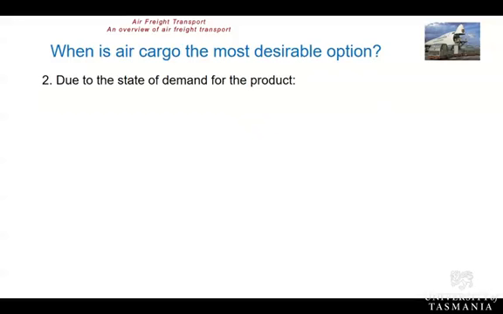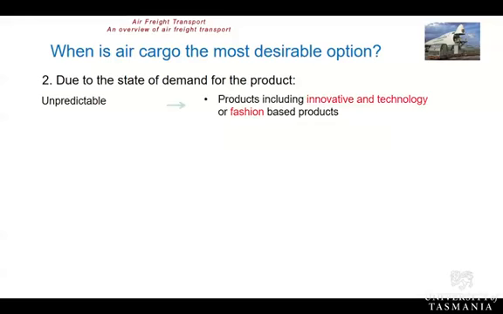Another reason why air cargo can be the most desirable option can have something to do with the stated demand for the product itself. So if the stated demand's unpredictable, and this can often happen with technologically based products or innovative products or fashion-based products, so you're not really sure when those products are going to be needed in the marketplace. When the time comes, you might need to get those products in the market quite quickly, and obviously air cargo can deliver on that for you.